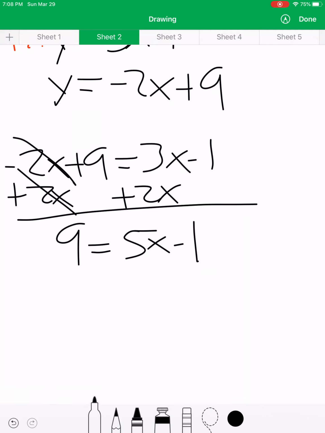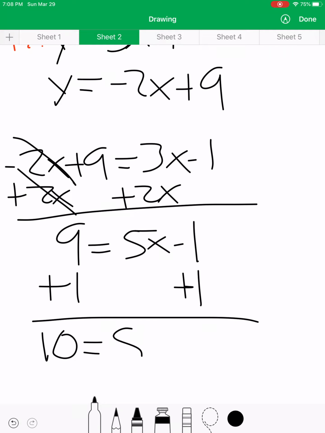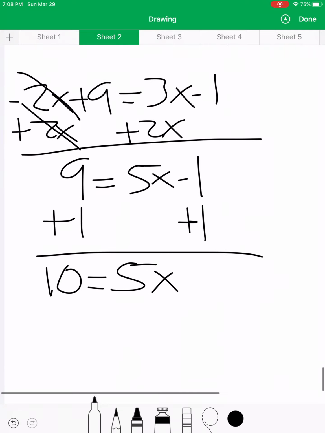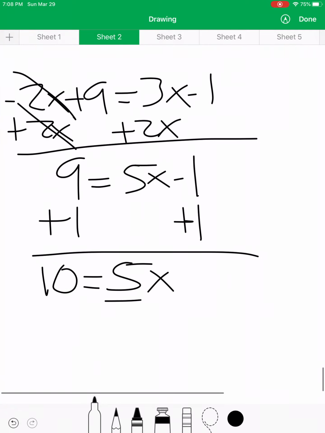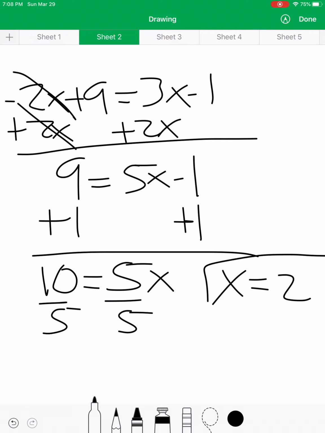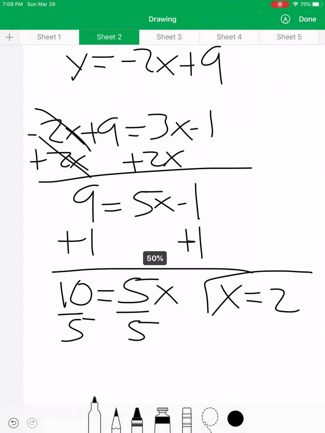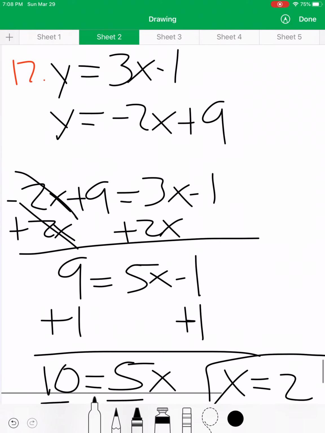You start on the side of the variable. You move the number without by doing the opposite. So you are subtracting 1, so the opposite, plus 1, plus 1. 10 equals 5x. You gotta get x by itself. You do that through the opposite operation. In this case, that's division. So you get x equals 2. All right, that's what x equals. You still have to solve for your final solution.